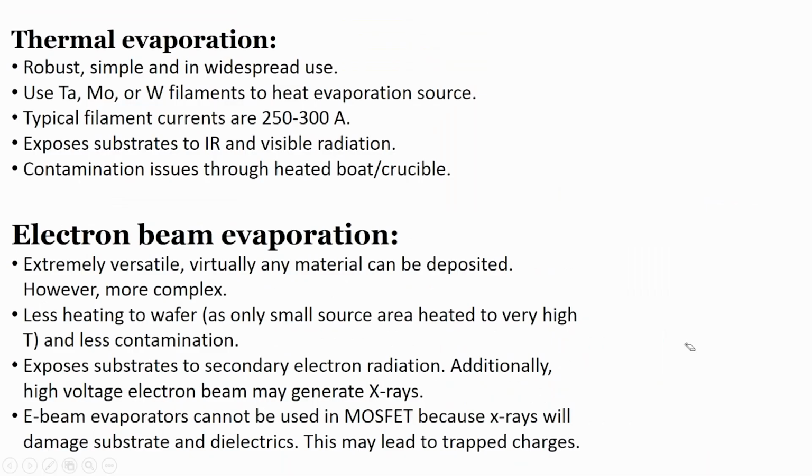So, what did we understand? We understood two things. First, we have seen the thermal evaporator, and second, we have seen the e-beam evaporator. What is the difference? The thermal evaporator is robust, simple and widespread in use. It uses several materials for filaments to heat the evaporation source: tantalum, molybdenum, tungsten filaments, all right, to heat the evaporation source. So, this is the boat.